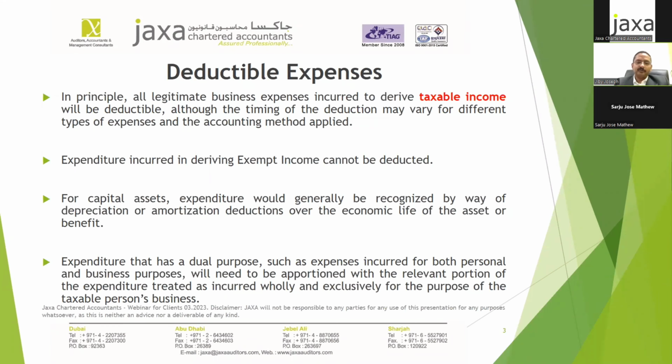Again, expenditure that has a dual purpose, such as expenses incurred for both personal and business purposes, will need to be apportioned, with the relevant portion of expenditure treated as incurred wholly and exclusively for the purpose of the taxable person's business being deducted, and the others will be a disallowance. For example, mobile phones of employees. Normally, you will have to find out the personal element of that telephone cost, and you will have to account for it separately, and you cannot deduct the personal expenses from the company's taxable profit or accounting profit.